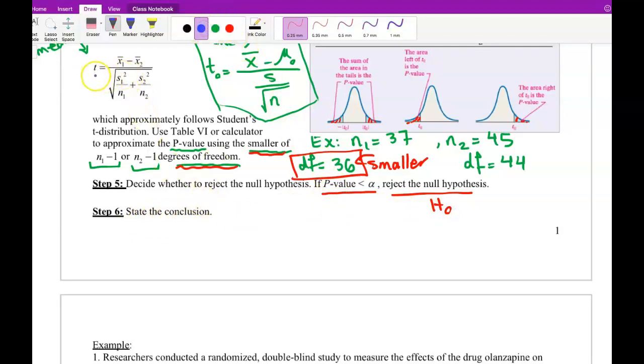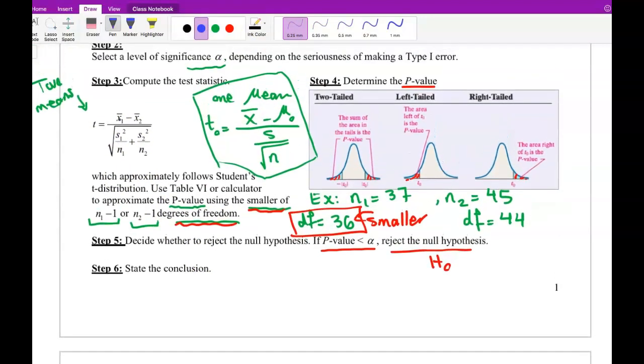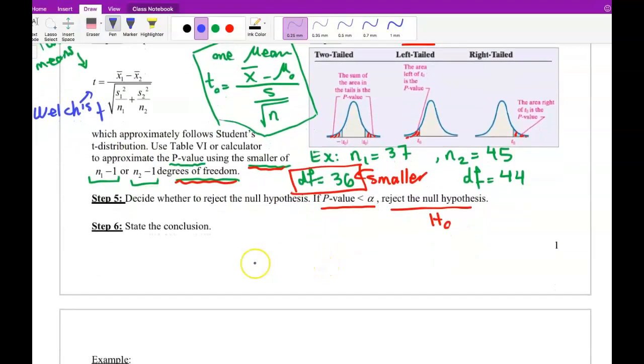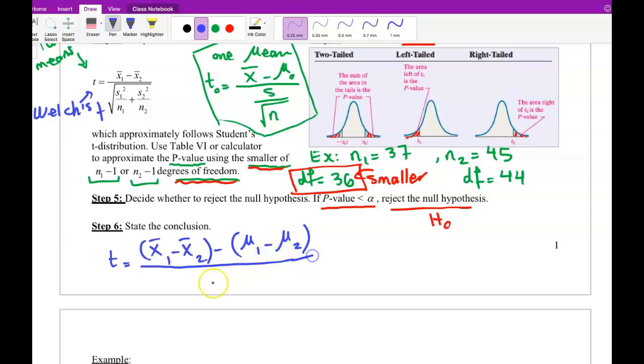I want to add something here for this T. We can call this T the Welch T. And also in general, T is equal to the difference of sample means minus this part, and then divided by what we had in the denominator.